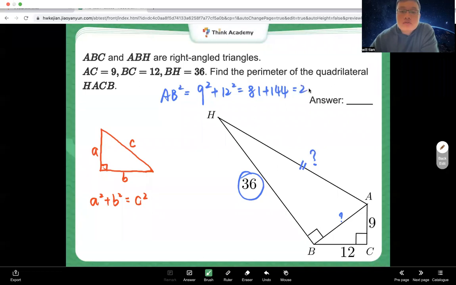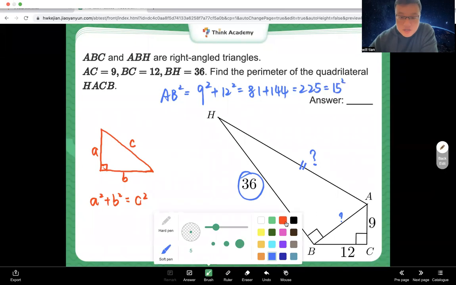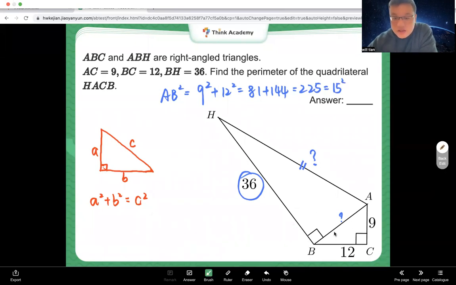225, no problem. And then 225 equals 15 what squared? 15 squared. No problem, guys. Very good. If you see that it's 15 squared, that means the length of AB will be 15.